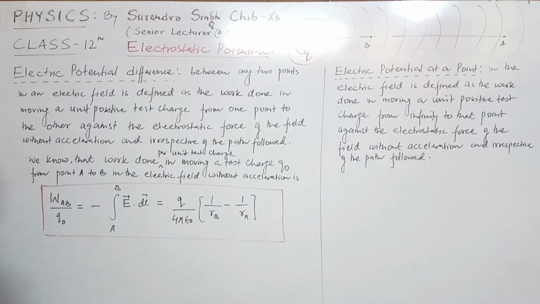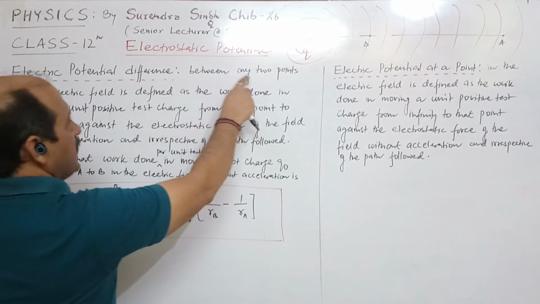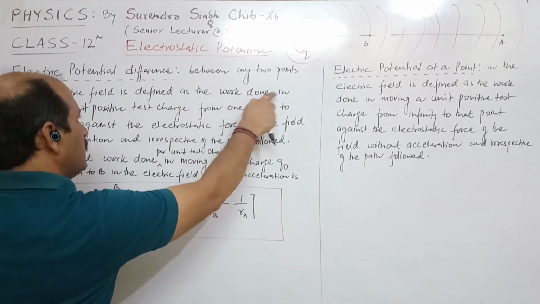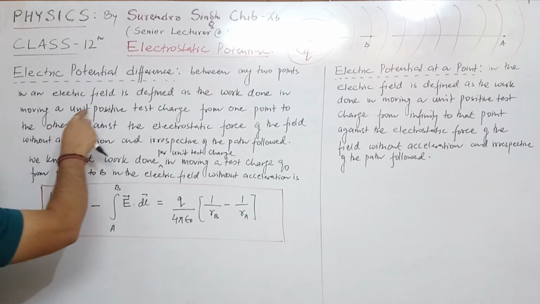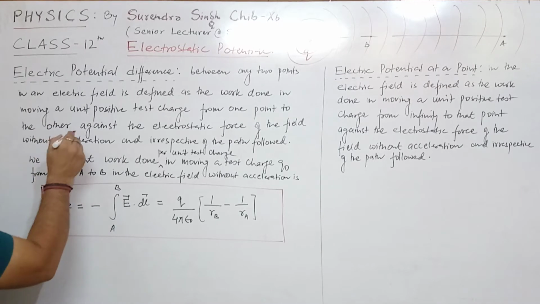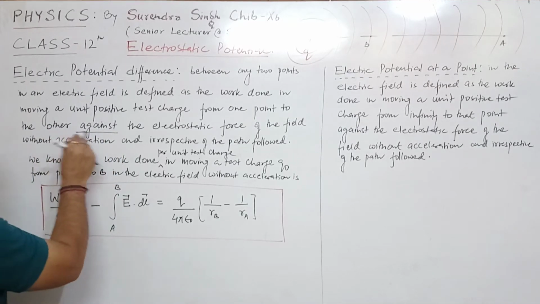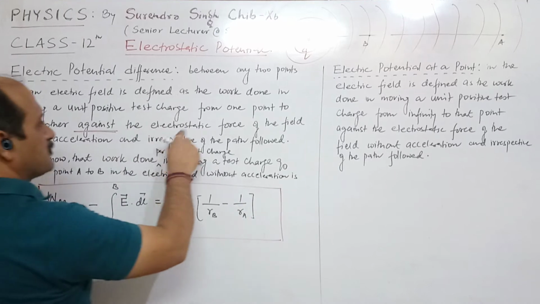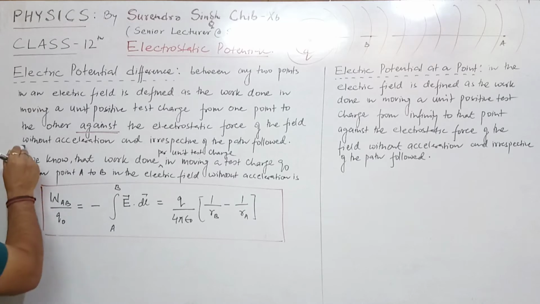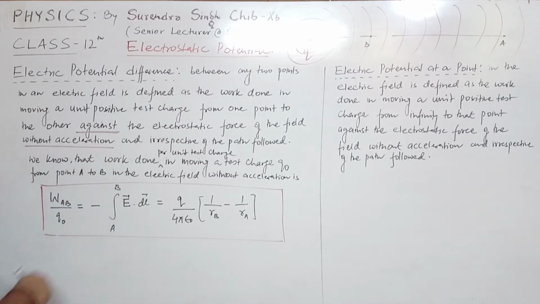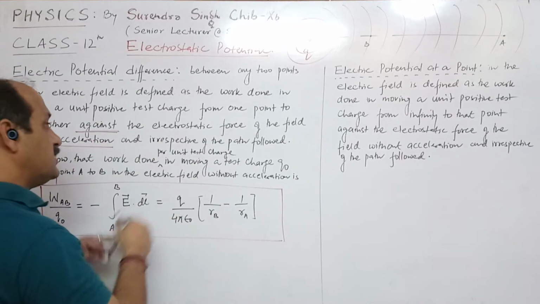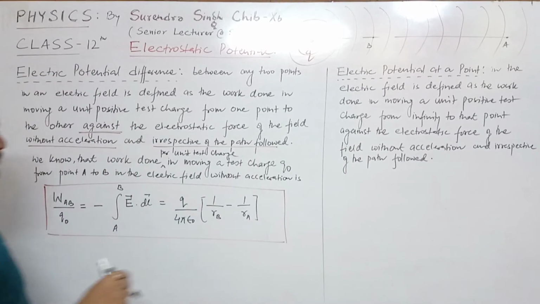How is it defined? The electric potential difference between any 2 points in an electric field is defined as the work done in moving a unit positive test charge from one point to the other against, see the word against, the electrostatic force of the field without acceleration. See, and the important point, ये मैंने पिछले लेक्चर में बताया आपको, we are moving against the electrostatic force and it is without acceleration and irrespective of the path followed. These 3 points are very important.